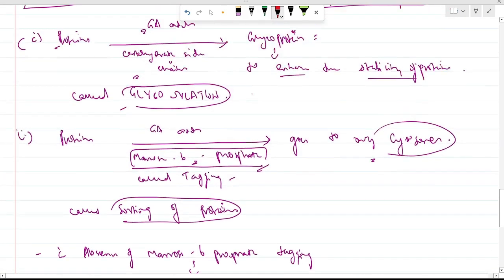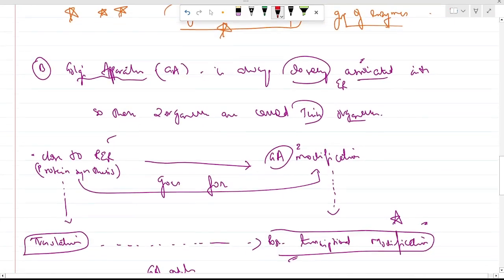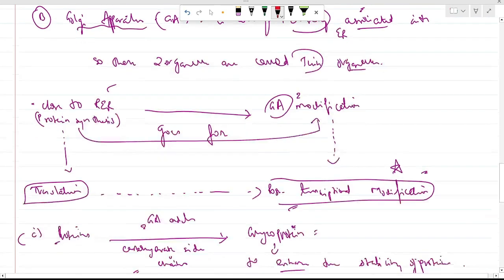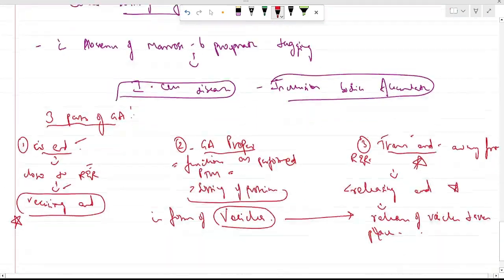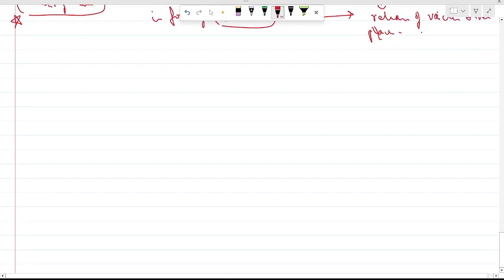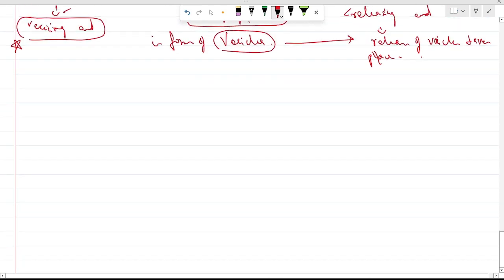So this is all about the Golgi apparatus. It's very closely associated with the endoplasmic reticulum. It is also called twin organelles. The third organelle we are going to discuss is the lysosomes.